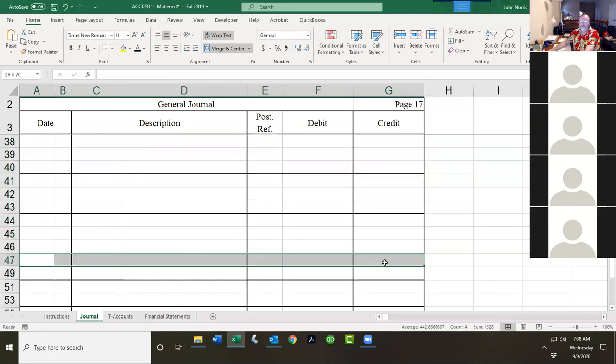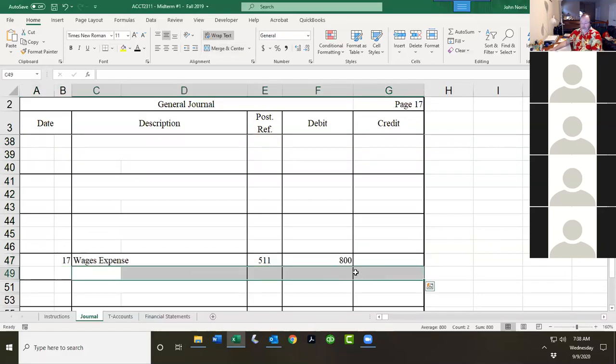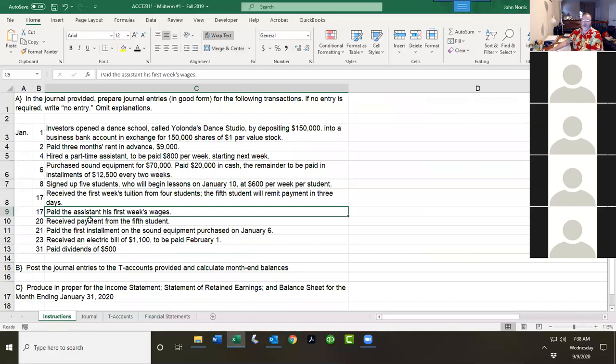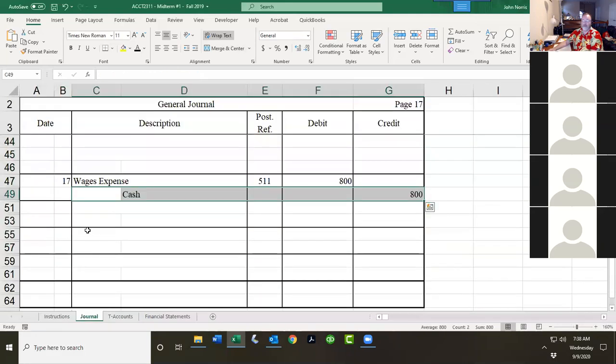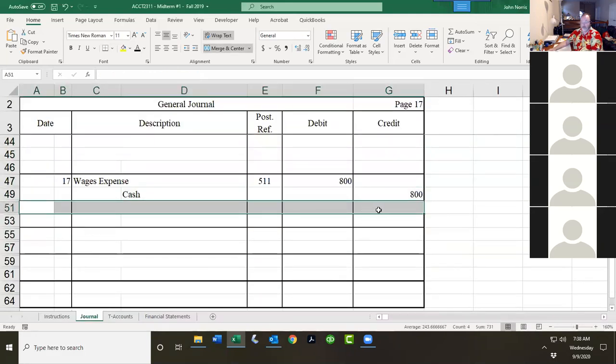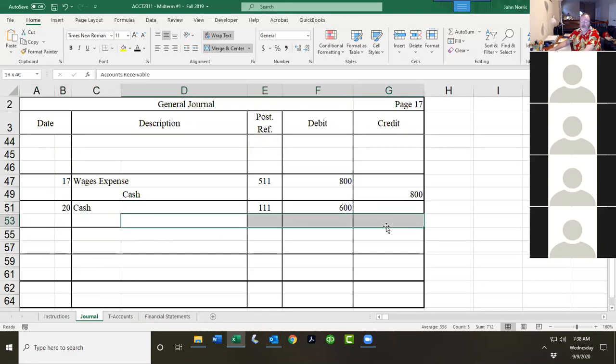Oh, there it is, wage expense, and the credit is cash. We received, as promised, 3 days later, the payment from the 5th student. So this one is a debit to cash. We received the cash, and a credit to accounts receivable.